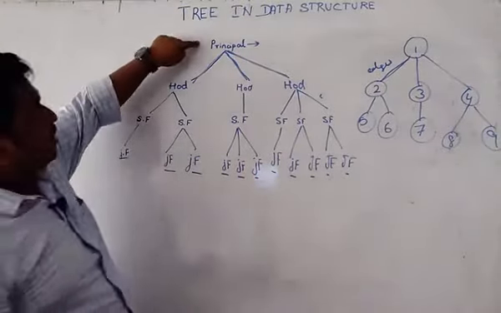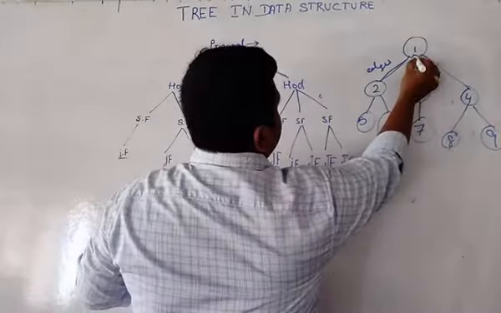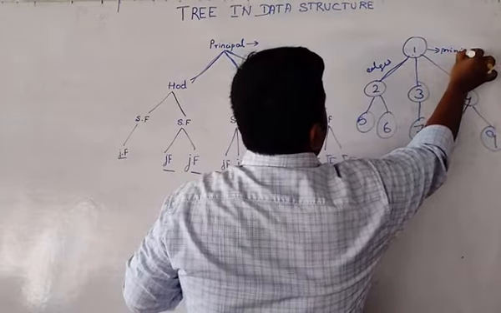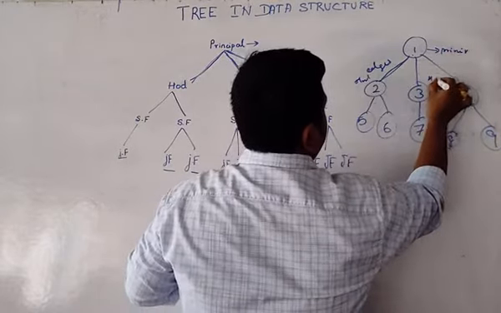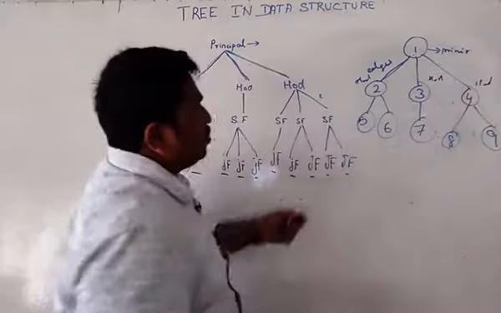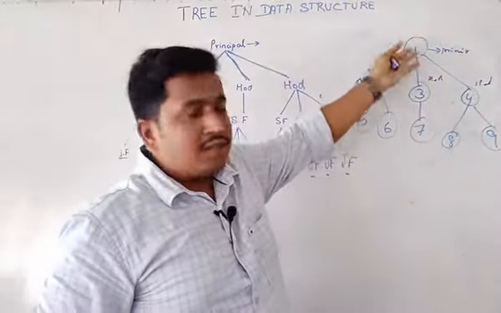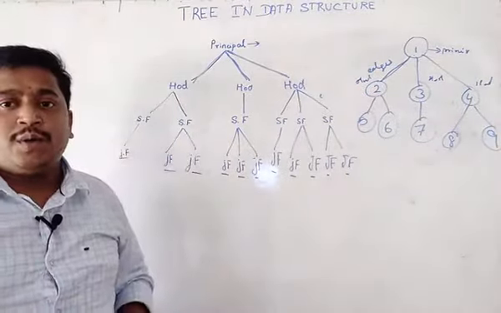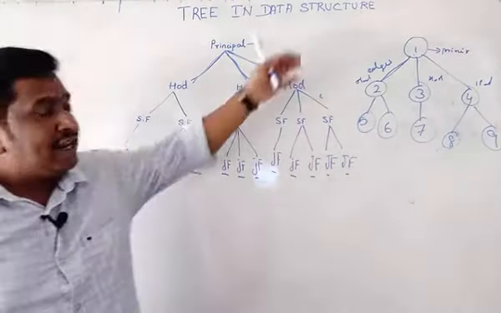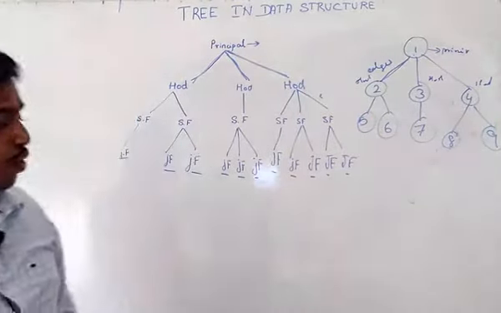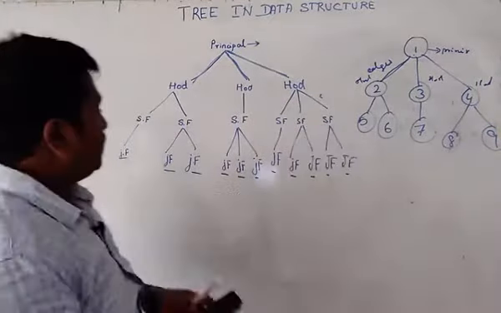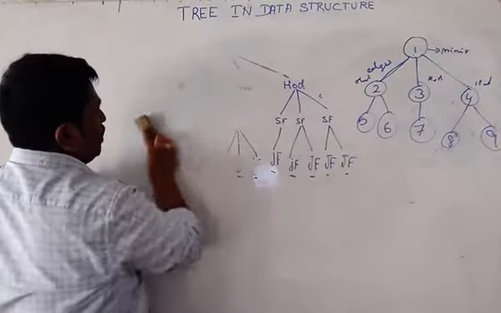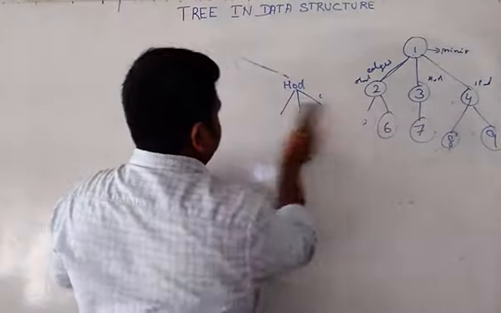So here the principal is what? Consider this node as the first node, which contains the principal. These are all HODs. So a node may contain their names or their details. This may contain the details of HODs. Like this, we can represent each and every element in a tree data structure. Now we will see some basic terminologies in a tree, one by one.